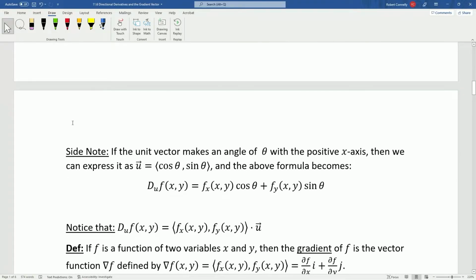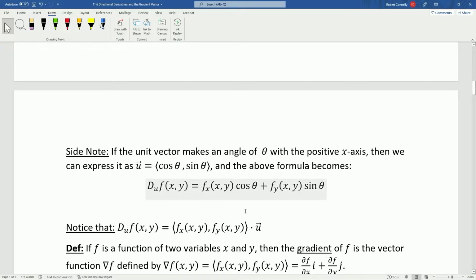Okay, so side note, if the unit vector makes an angle of theta with the positive x-axis, then we can express it as the vector cosine theta, sine theta. So we've been using that for a while. And that allows us to rewrite this directional derivative for a unit vector in the following way: D_u f equals the partial with respect to x times cosine of theta plus the partial with respect to y times sine of theta.